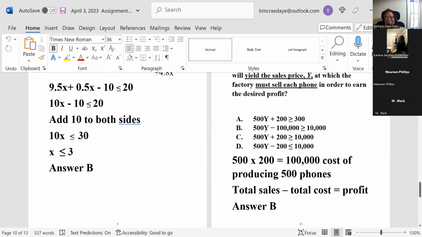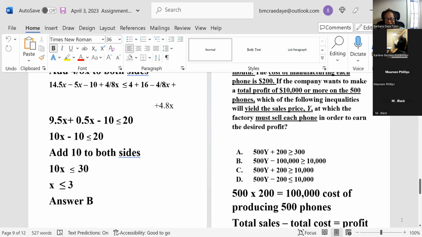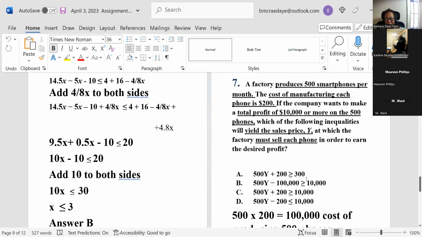Before we came to class, I was thinking it's 500 times Y, the sales price of each phone, subtract what it costs to make it. You figured that out in the beginning, the 100,000, right? I subtract 10,000 from the 100,000 to see if I see a profit. No, the 10,000 is what you want to make, 10,000 or more. So it's got to be greater than or equal to 10,000. So it can only be B or C.